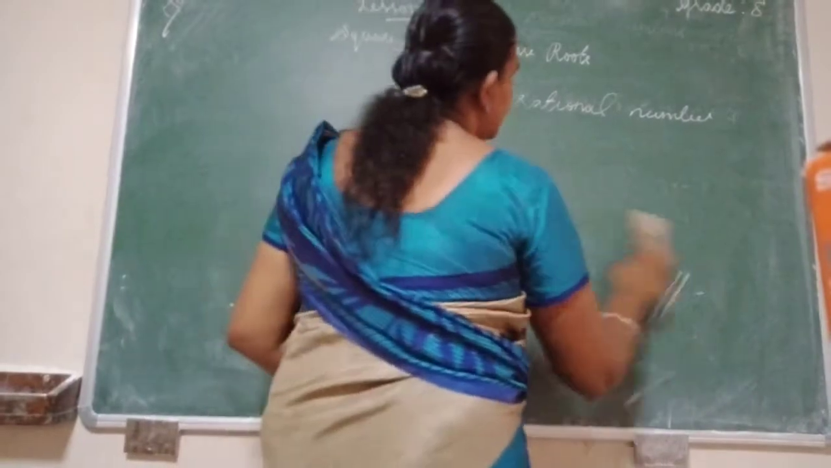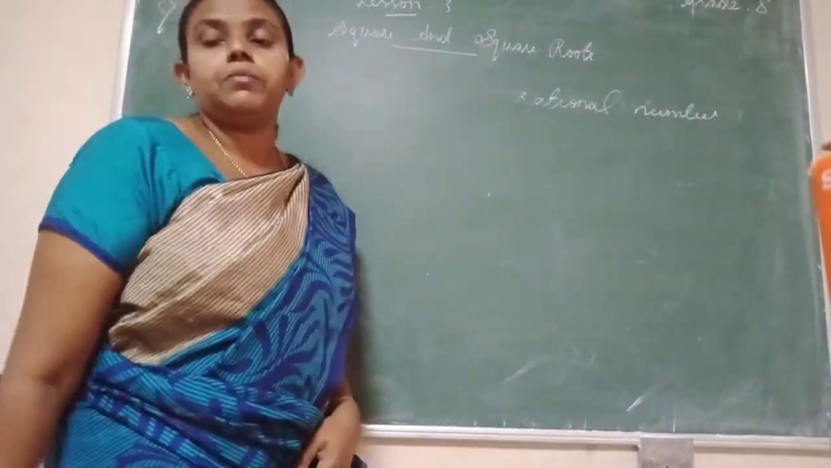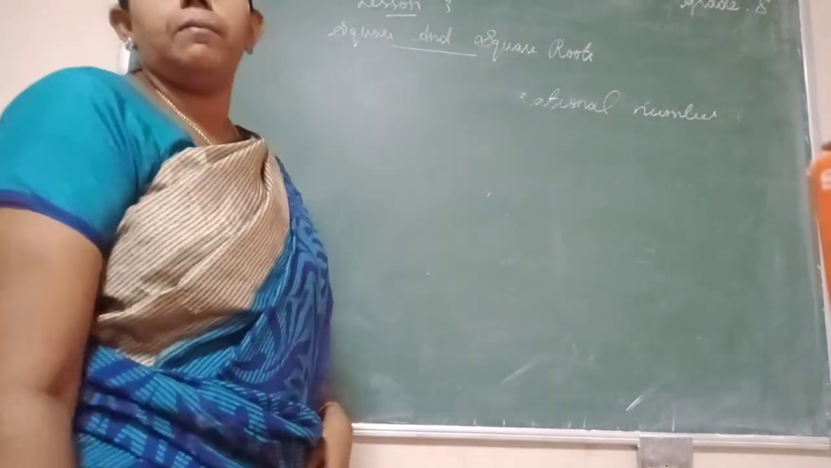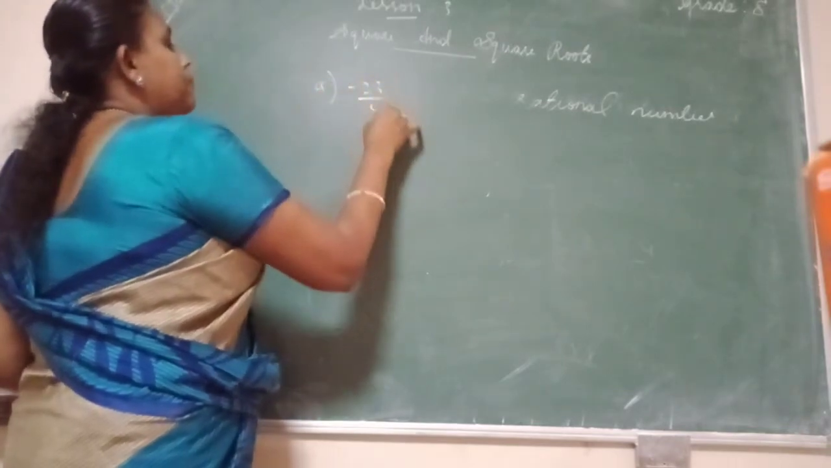Next, we are going to learn one example. Example 1 in your book: find the square of the following rational numbers. Minus 23 by 4.